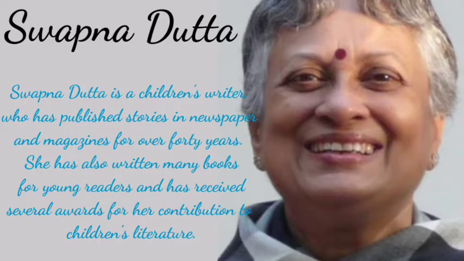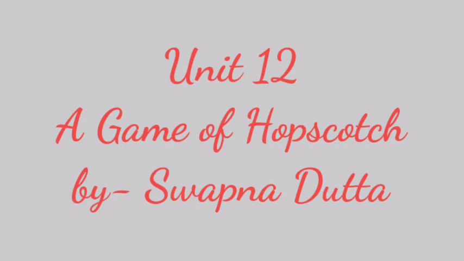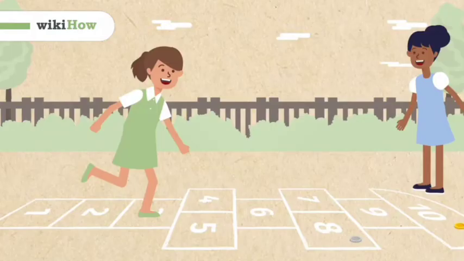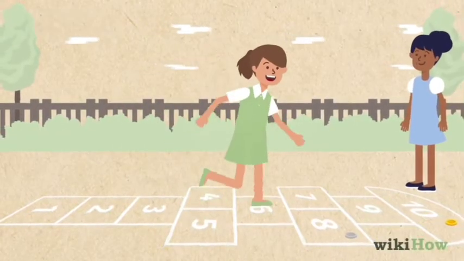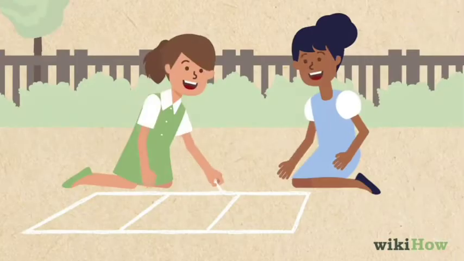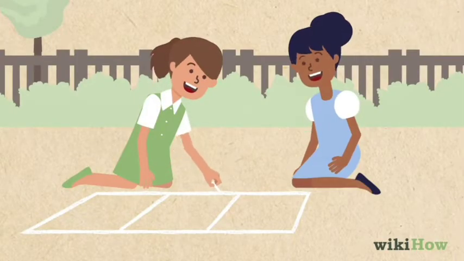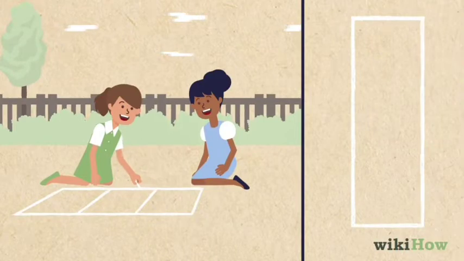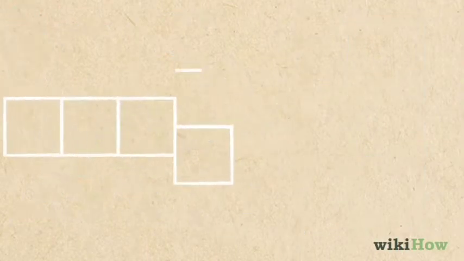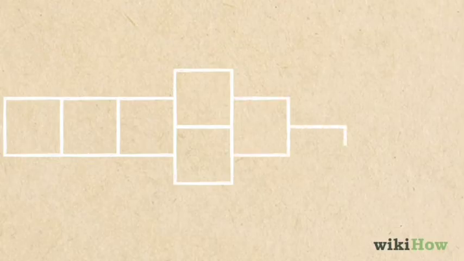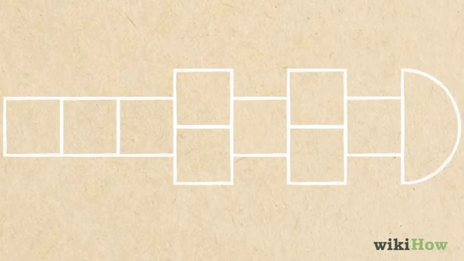So children, do you know how to play a game of hopscotch? Hopscotch is a fun kids game where players try to get all the way across the hopscotch board drawn on the ground. To play hopscotch, draw a hopscotch board on the ground. It looks like a vertical column with 3 single boxes, then a pair of boxes, then alternating sets of single boxes and pairs, and finally a half circle at the end. Each square is numbered in ascending order.